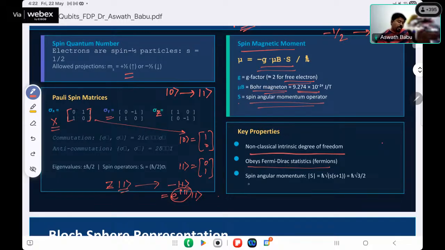So spin angular momentum, how is it calculated? Just like the spin magnetic moment, the spin angular momentum is calculated from the spin value s: the square root of s times (s plus 1), multiplied by Planck's constant. For example, for an electron, it comes out to be the square root of 3 by 2 multiplied by Planck's constant. That is the spin angular momentum.